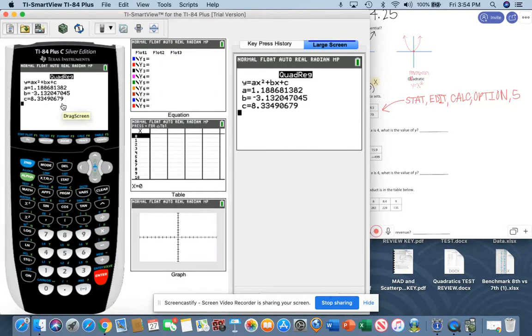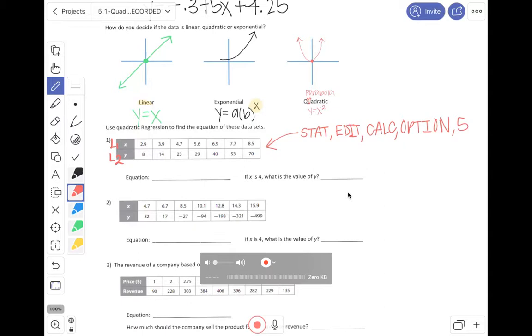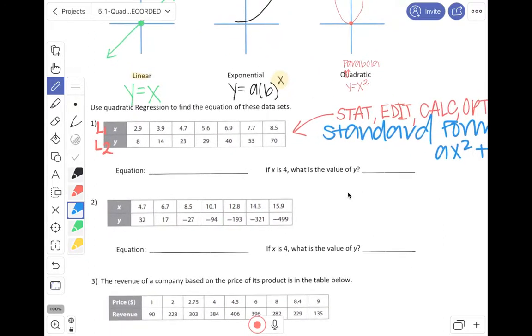So now it gives you your A, your B, and your C. And if you remember, standard form of a quadratic equation is ax squared plus bx plus c. So now I'm just plugging in for A, B, and C.